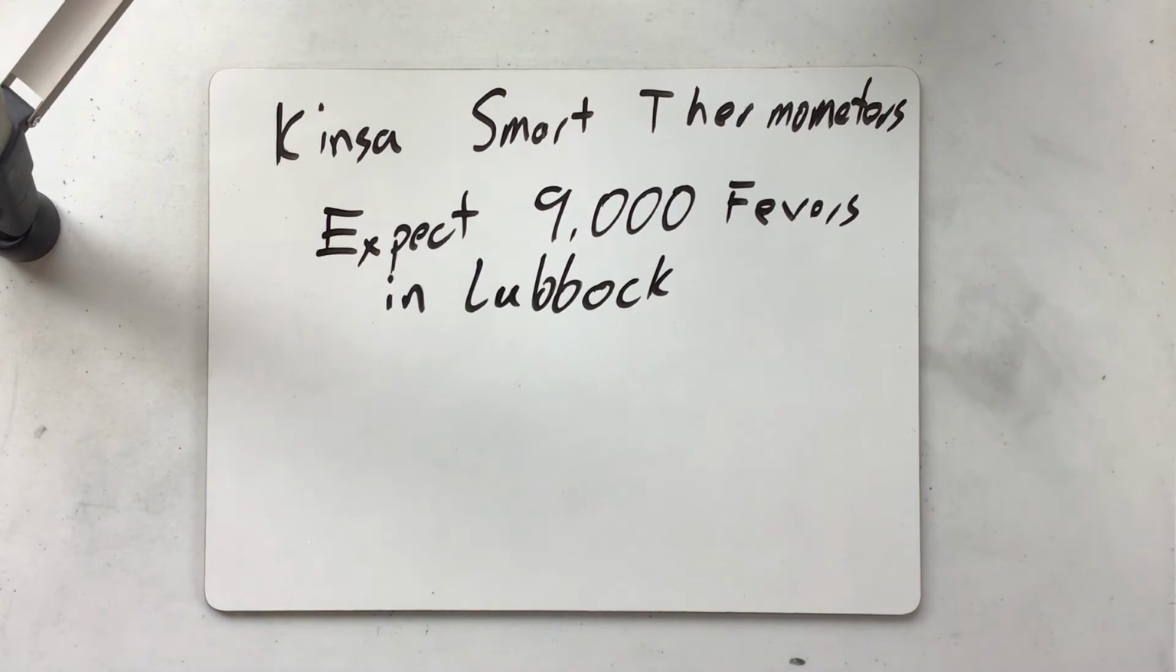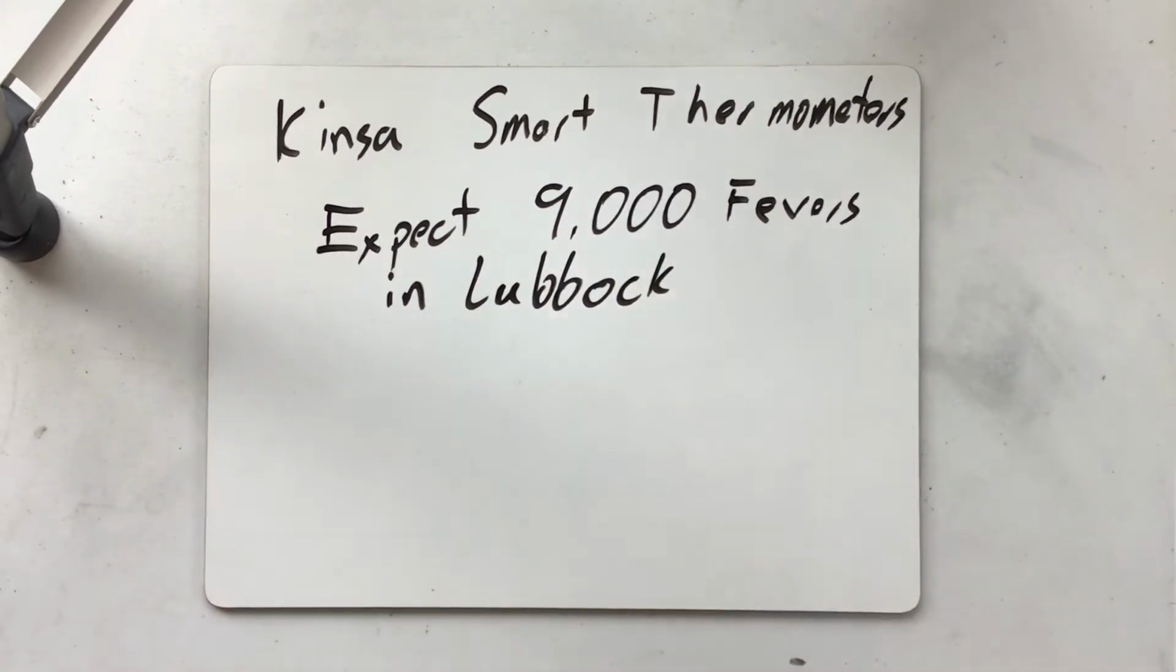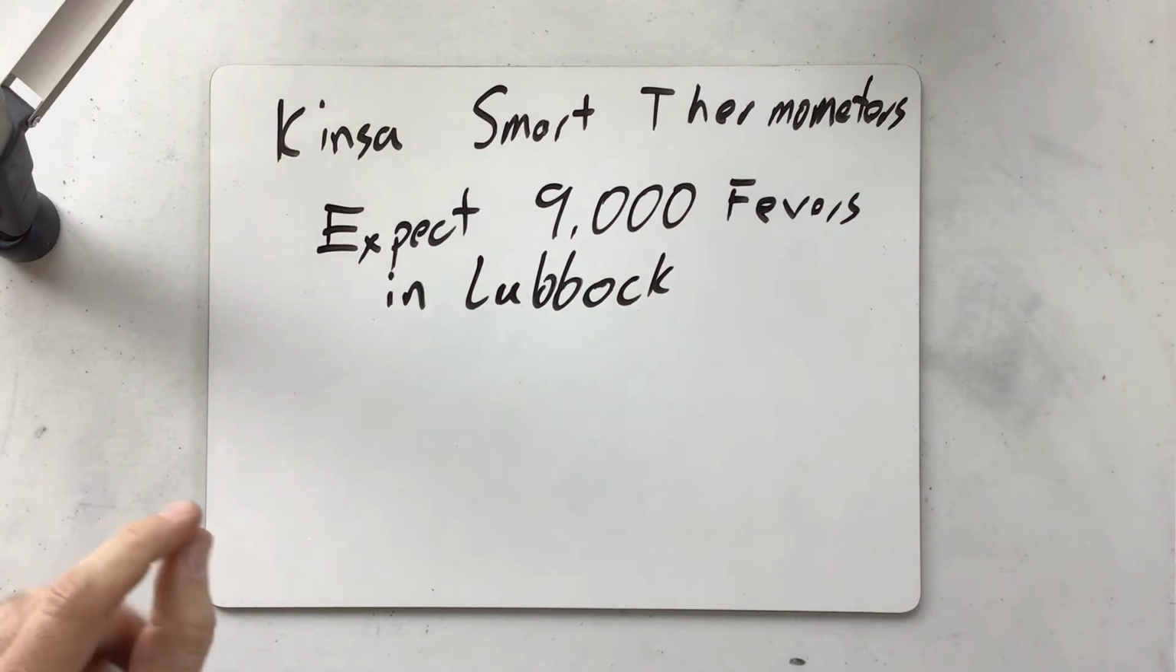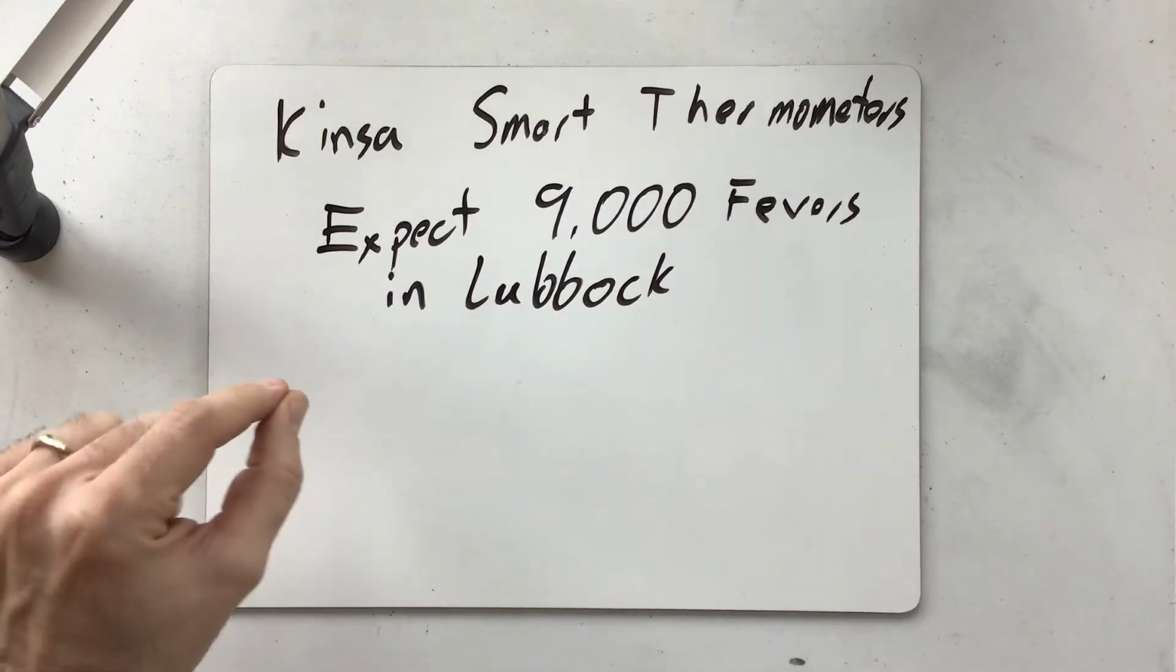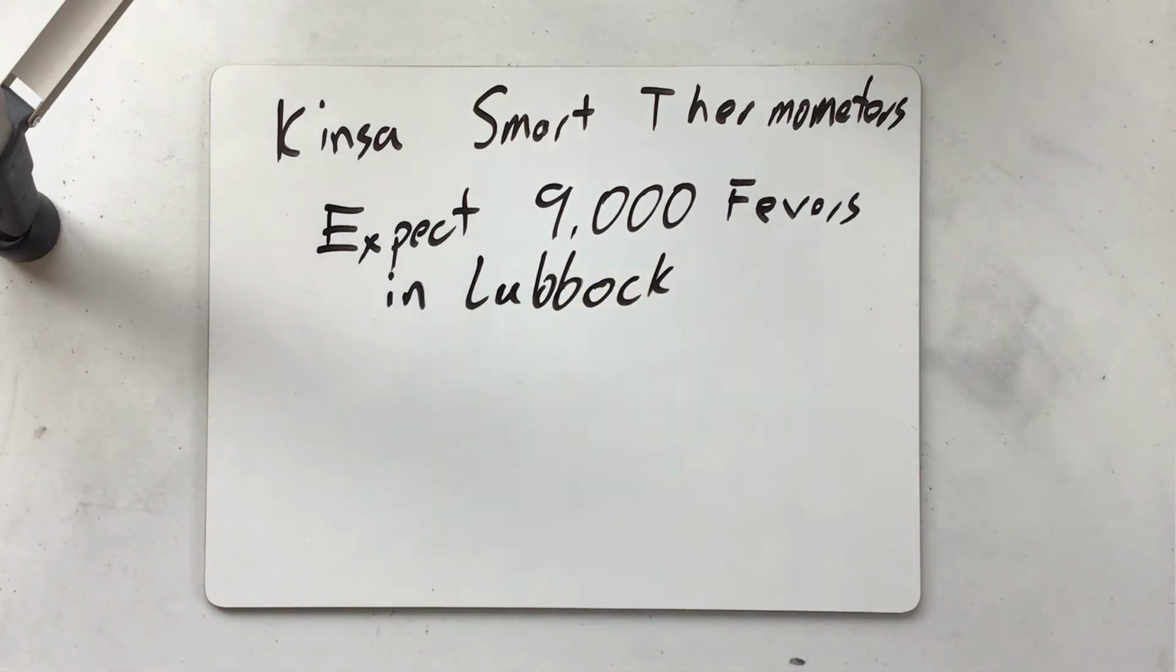By the way, this number is completely made up. I didn't know what a normal number is. This would represent about 3% of the Lubbock population. That seems about right. Maybe at any time, 3% of the people have a fever. Maybe that's a little high. I don't know. But Kinsa knows that at the end of March or the beginning of April, you would always expect there to be about 9,000 fevers in Lubbock.